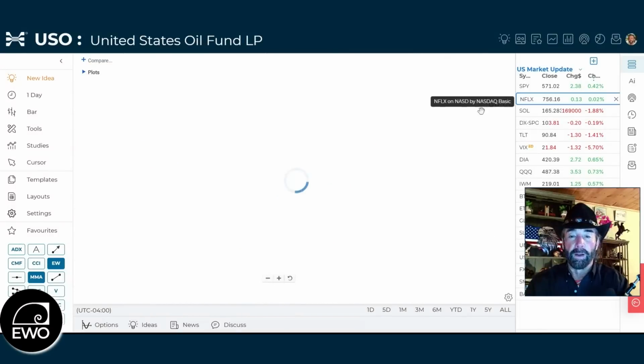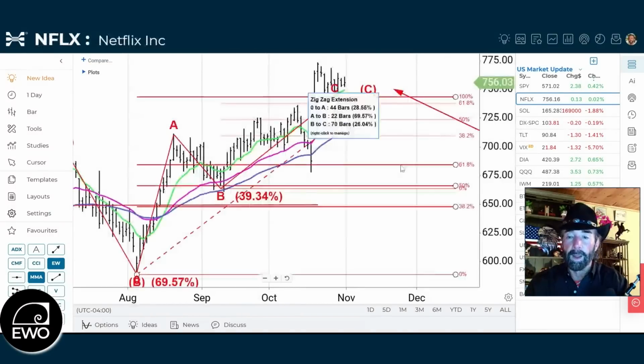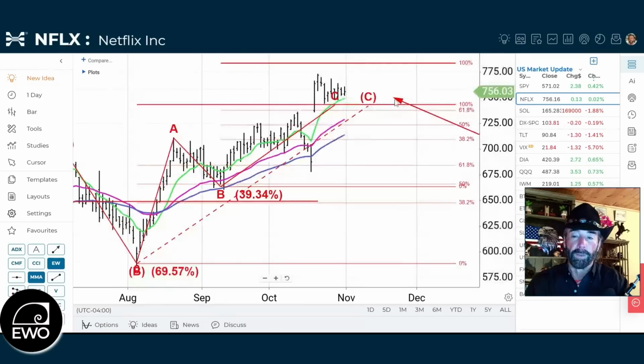We talk about Netflix. And if we get there, you can see that looking at Netflix, we have this movement here. We're forming a little bit of a triangle. Look how good this zigzag was to the upside here. So I'm just showing you pattern after pattern on how well this works.